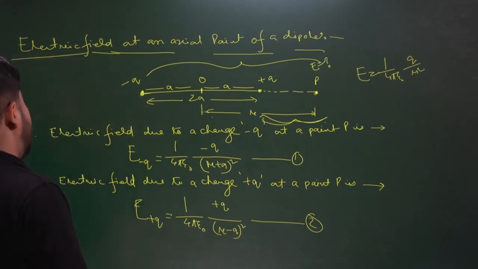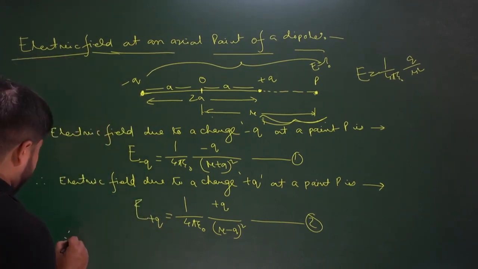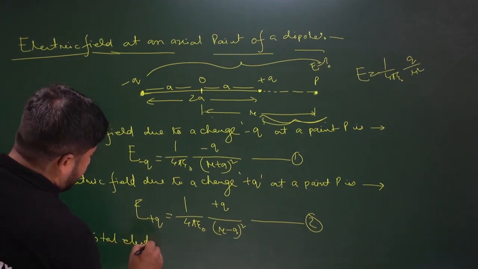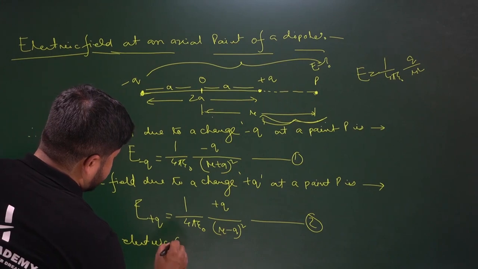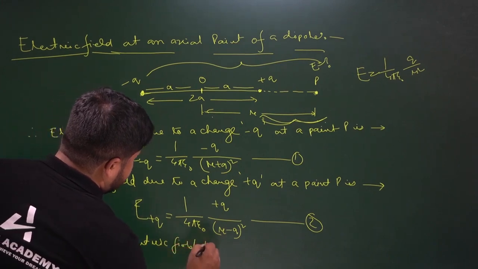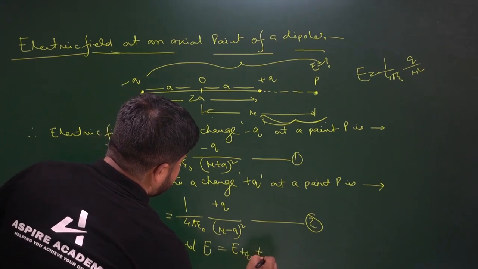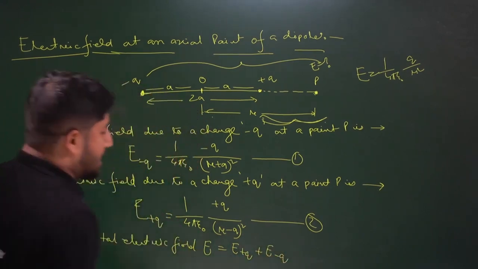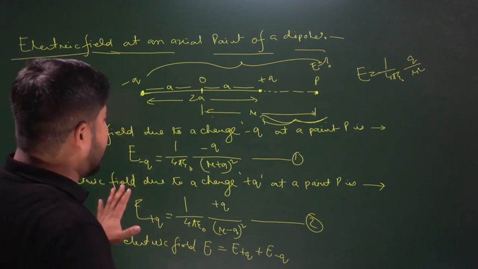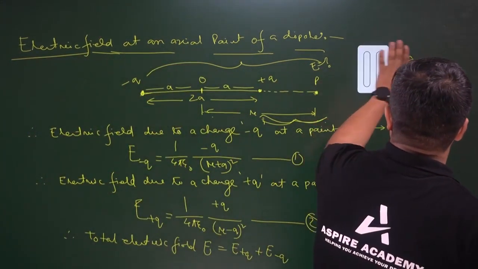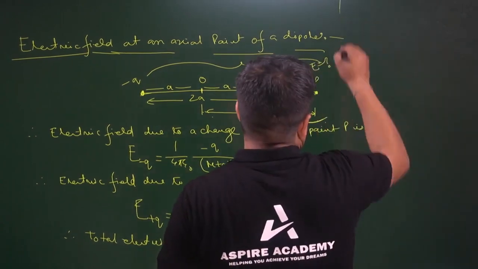So what is the total electric field now? The total electric field is equal to E plus Q plus E minus Q. We have to add both the electric fields, then we can get the total electric field. Now we are doing this here.